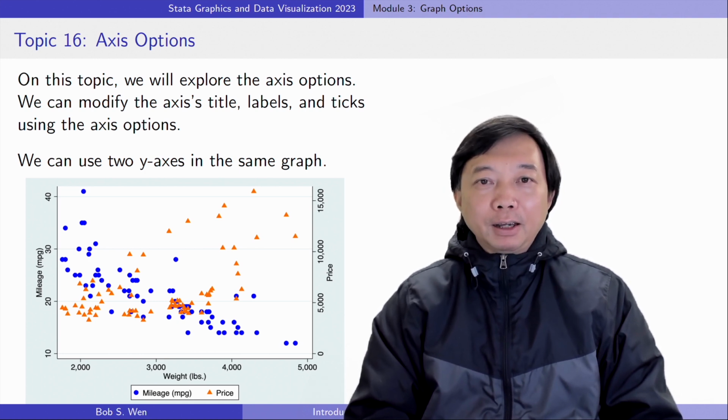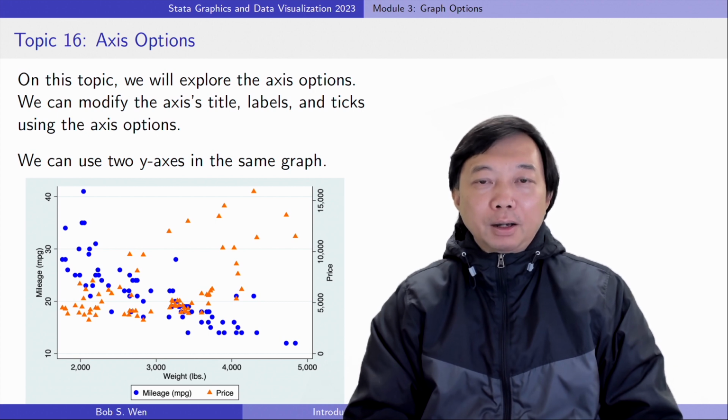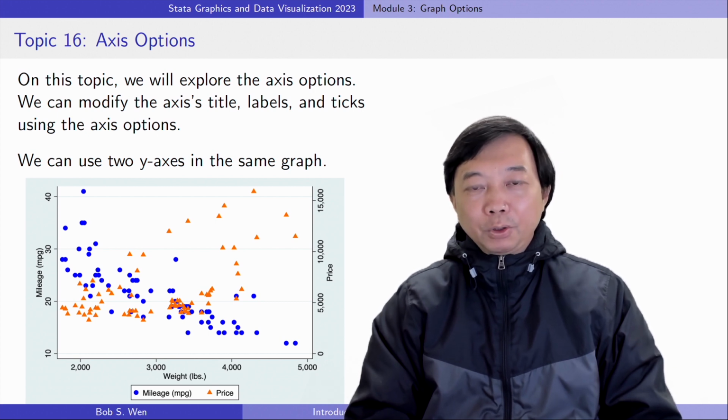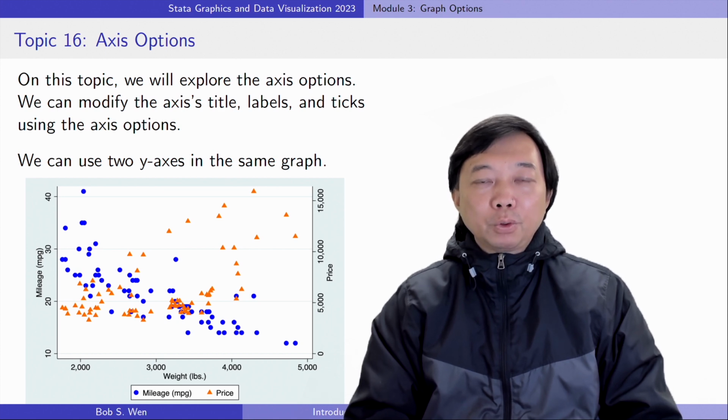We can modify the axis title, labels, and ticks using the axis options. We can use two y-axes in the same graph.